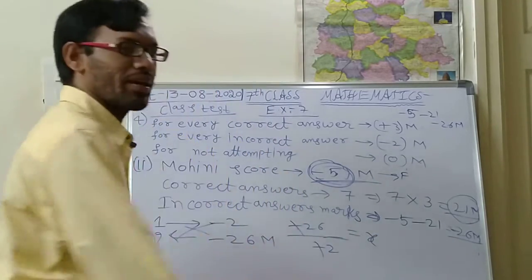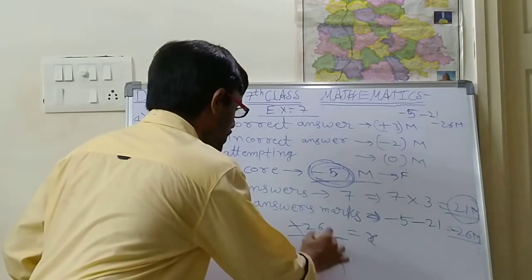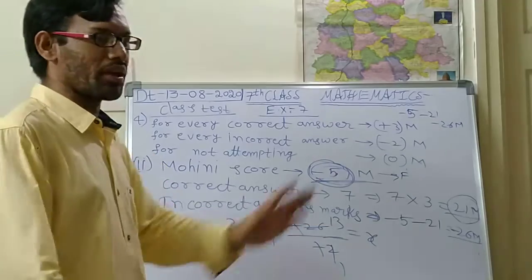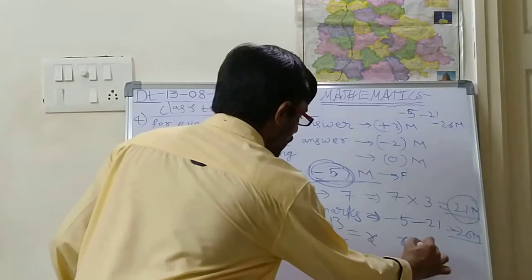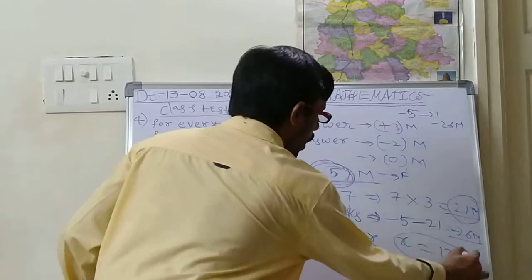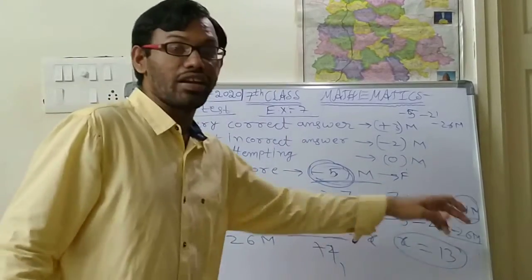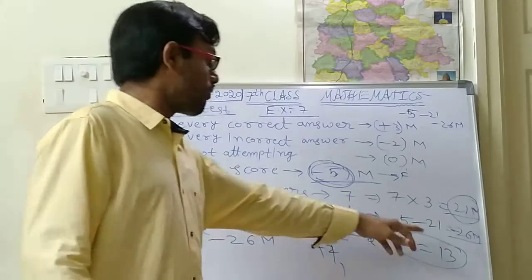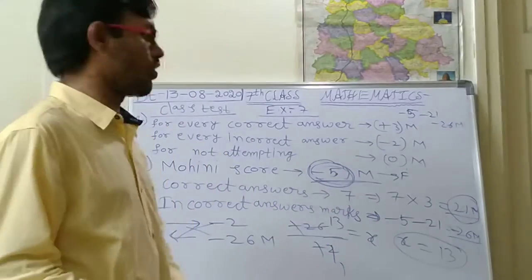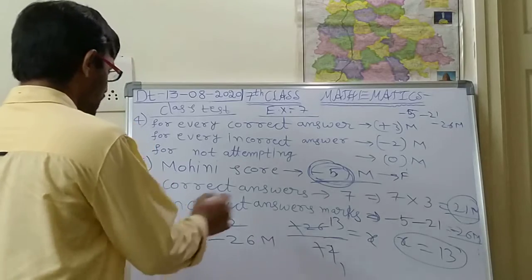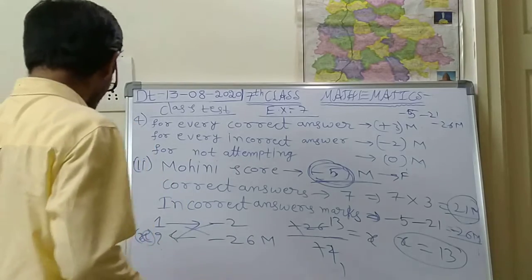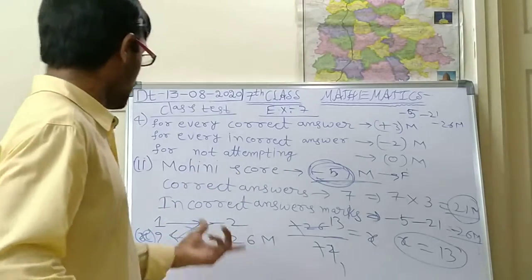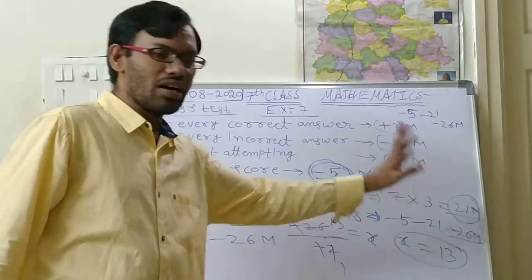The minus signs get cancelled. 2 ones are 2, 2 13s are 26. If you know the 13 table, it will come. So what is x? x is equal to 13. So how many incorrect answers are there? 13 incorrect answers. She has written 7 correct answers, but 13 incorrect answers. So what is asked first of all? How many questions she has attempted incorrectly? Incorrect answers is 13. So this is the answer.